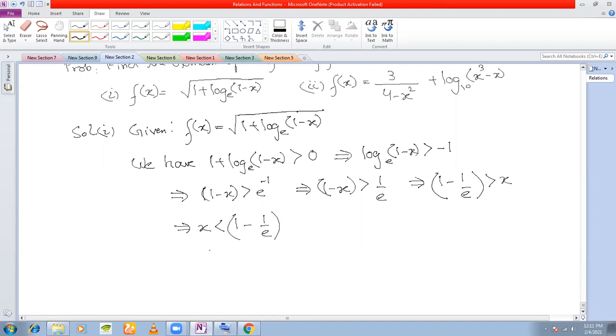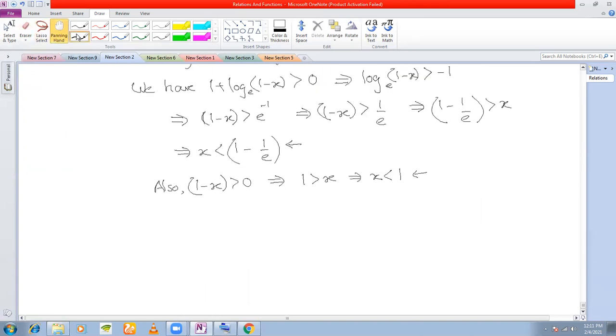This is one. Also, what else is the restriction? That anything within the log cannot be negative. So we must have 1 minus x to be positive also. That means we must have 1 is greater than x. That means x is less than 1. So there we have to work with two restrictions. First restriction here is that x is less than 1 minus 1 by e, and next restriction is x is less than 1.